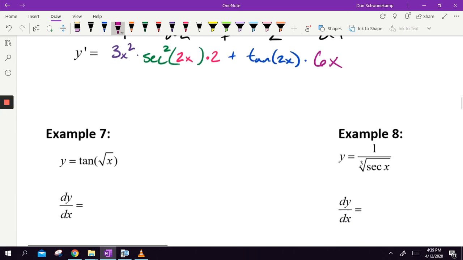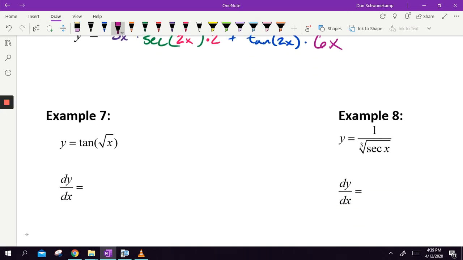Let's try one more here. I'm going to change number 7 just a little bit, just to make it a little bit tougher since I'm not with you. Instead of tangent, let's make it secant. Secant squared of x. So I don't really like that either. I would write that as secant of x to the 1/2 power.